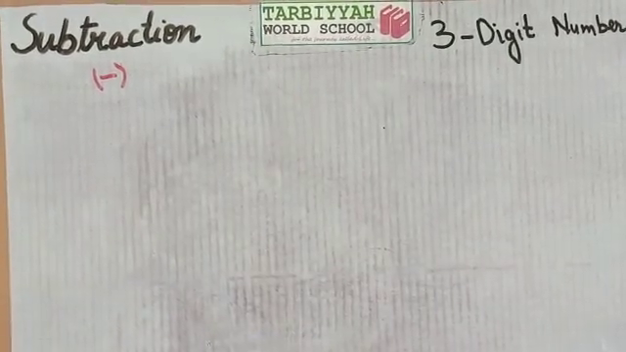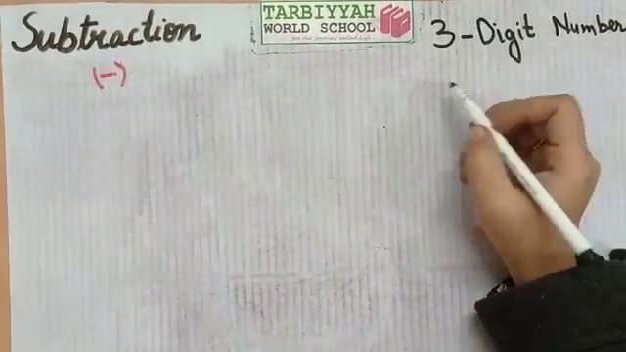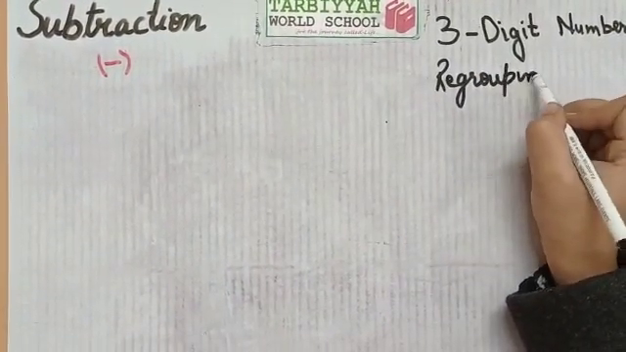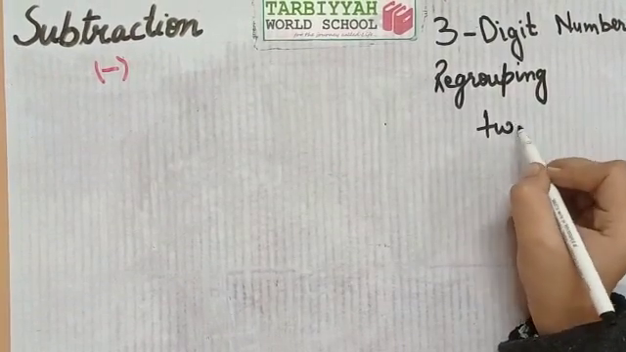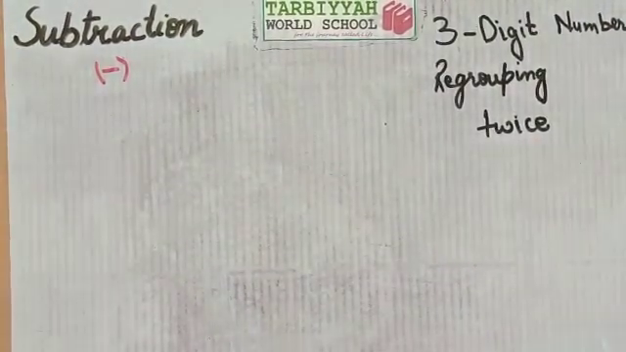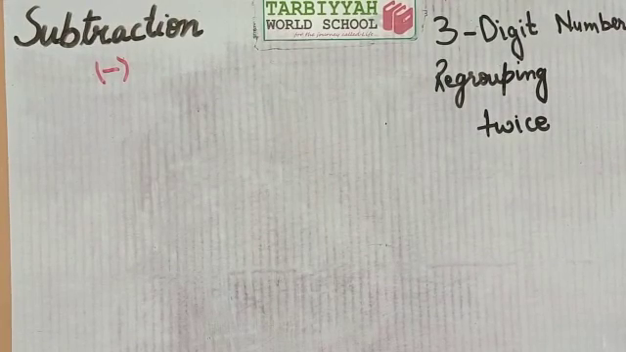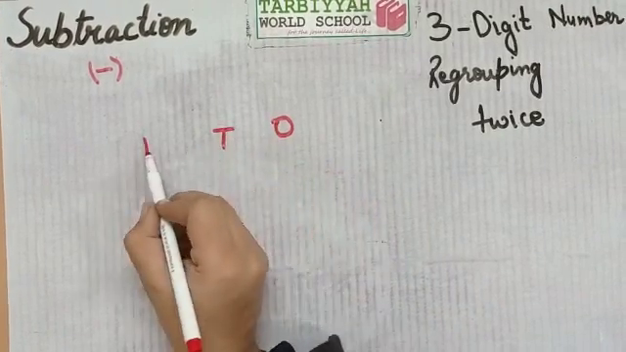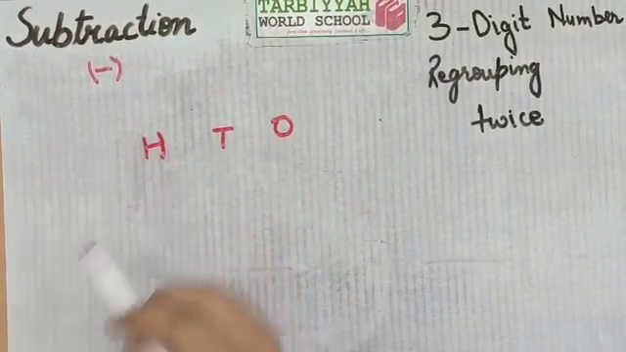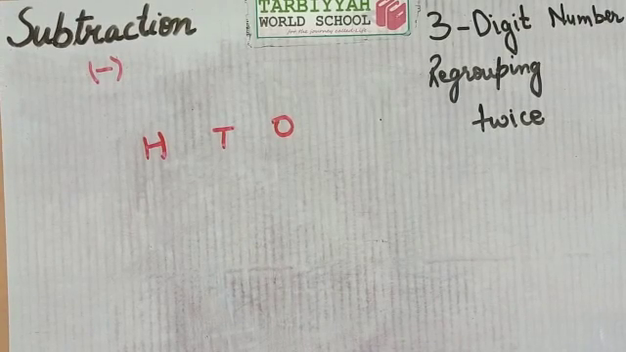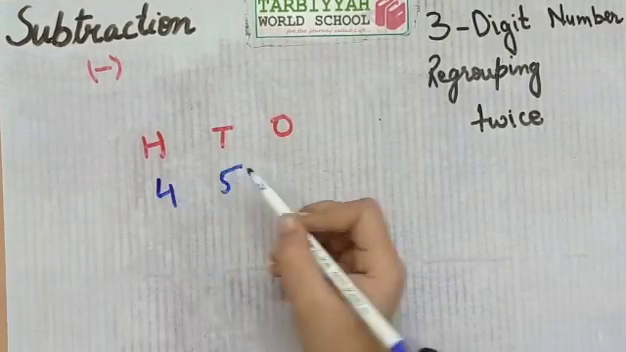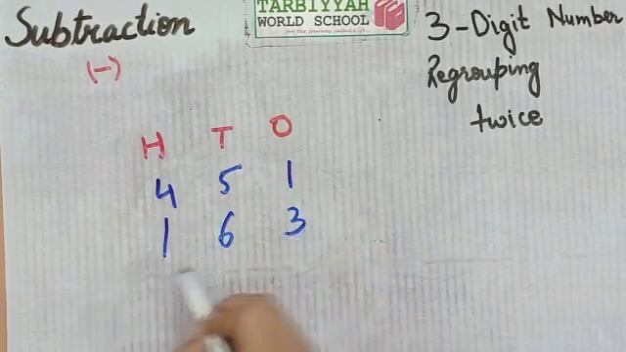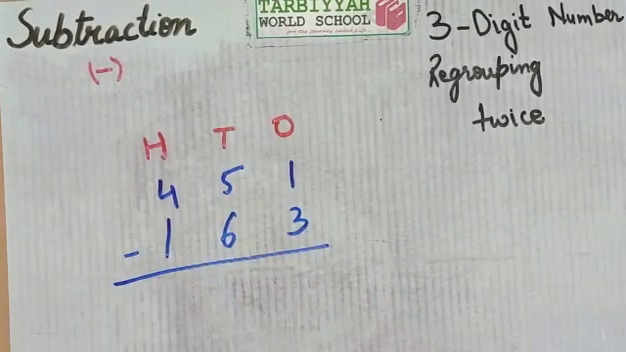Now see, regrouping twice. Okay, now regrouping twice. Now we have the numbers. First we have to write the places. Now we have the numbers 451 and 163. Now we have to subtract the numbers.